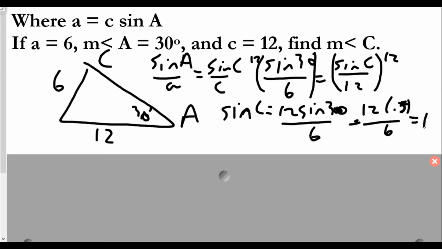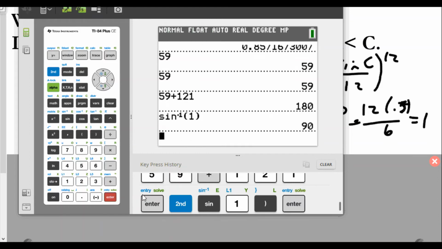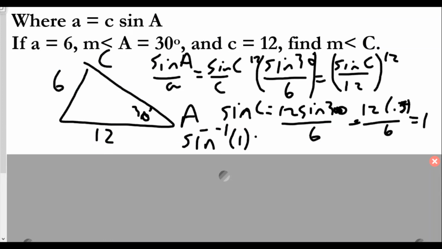that is equal to 1. And so if we use our calculator, inverse sine of 1, we'll find out that's equal to 90 degrees. So C equals 90 degrees.